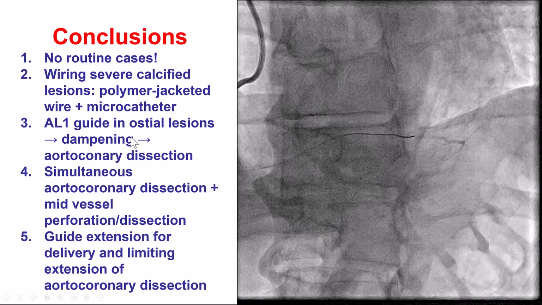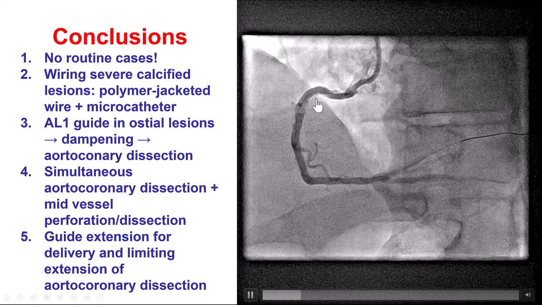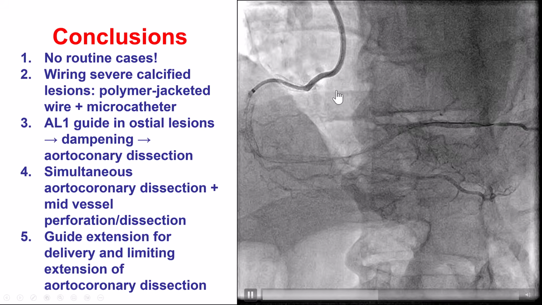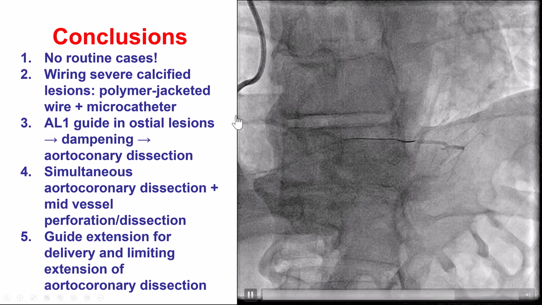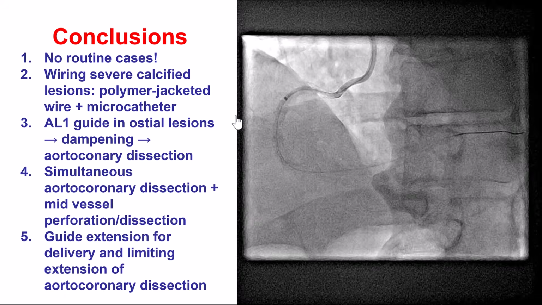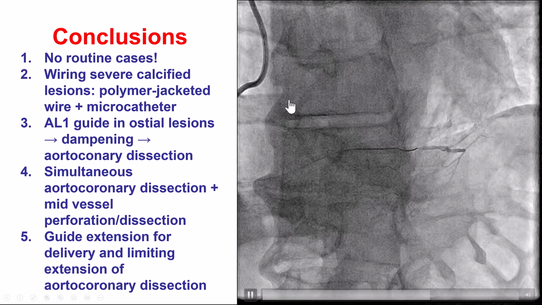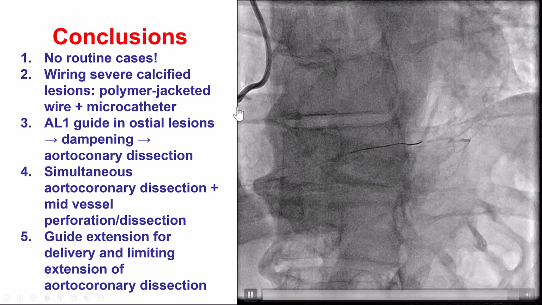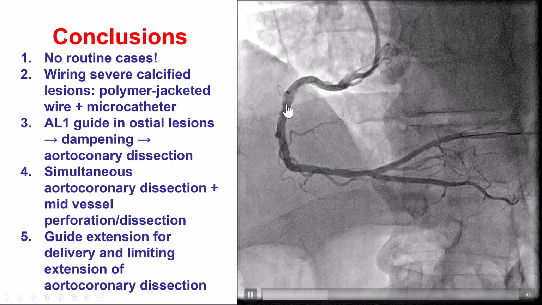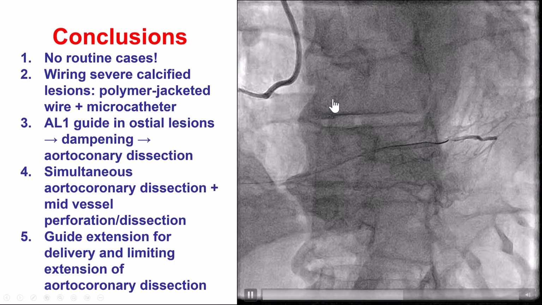Number 3, regarding guide selection. Amplatz is not the best for ostial lesions, but here we had an ostial and a mid lesion, and the Amplatz did give us good support for delivery. The issue with the Amplatz, it's harder to get in and out, and you can dive deep and contribute to dissection. And sure enough, we did have an aorto-coronary dissection here.